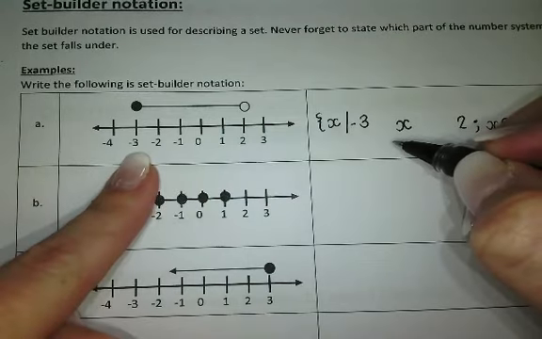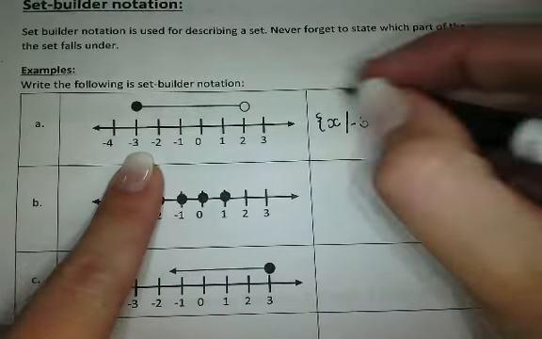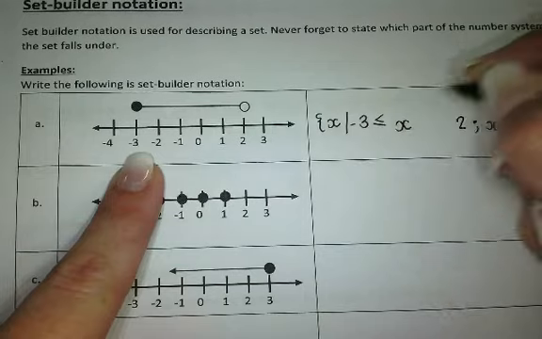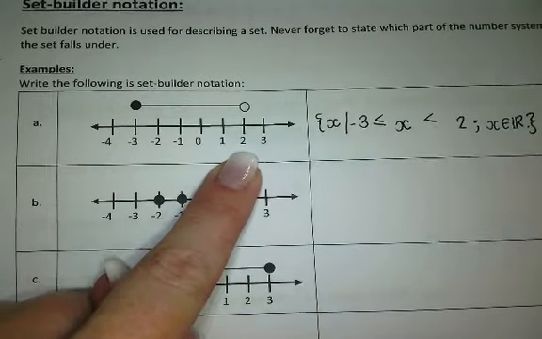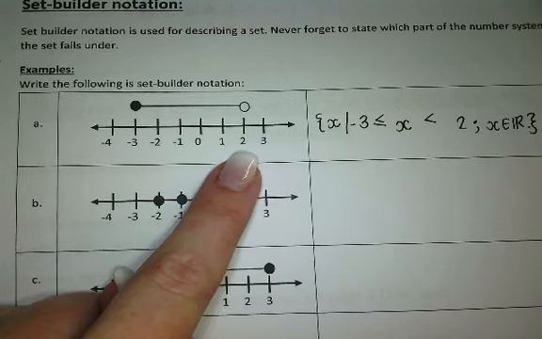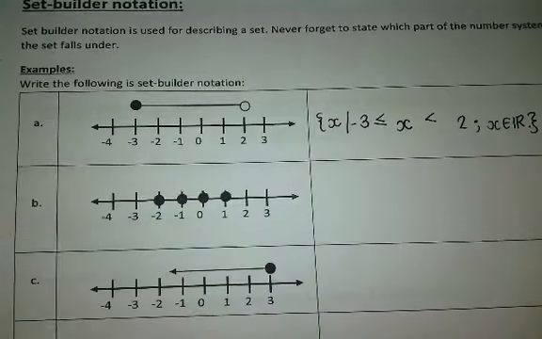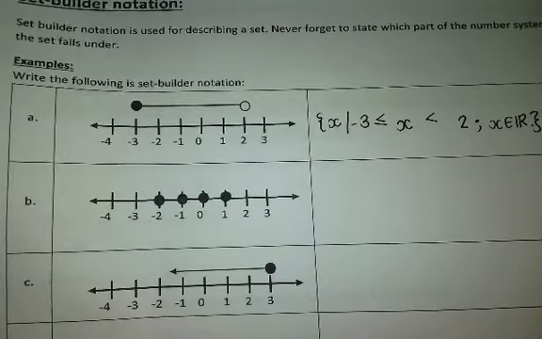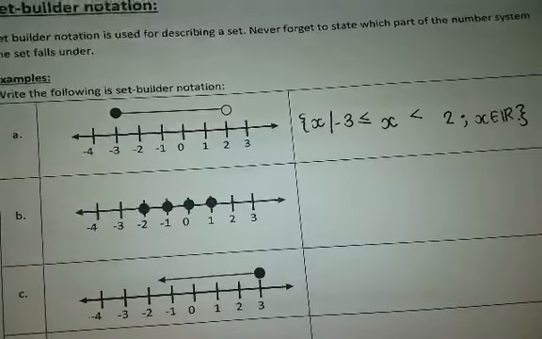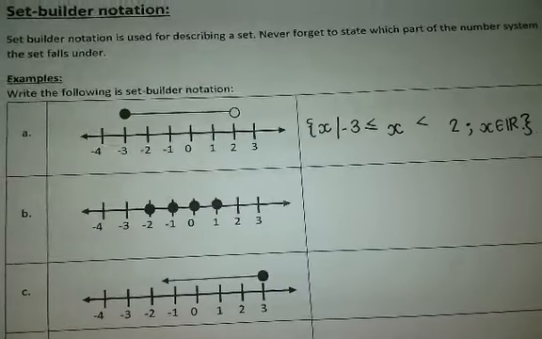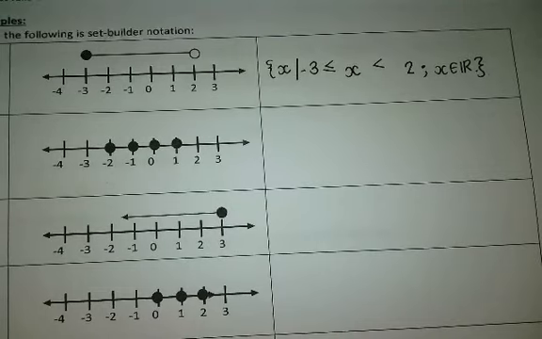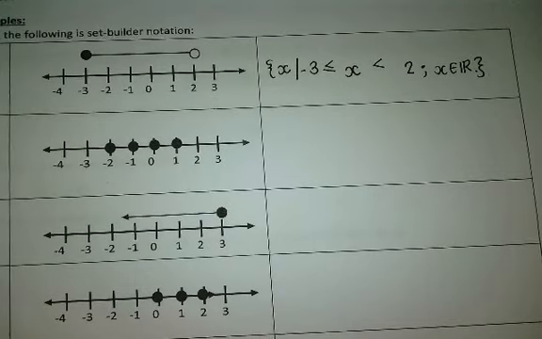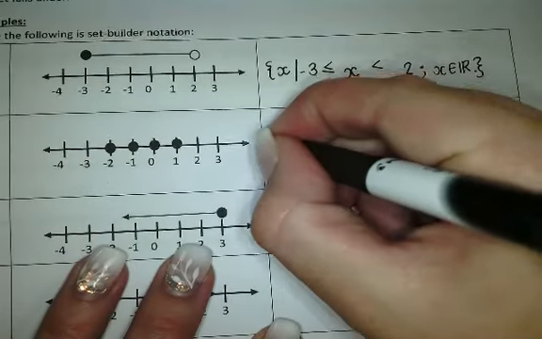What crocodile mouth do we have at negative 3, including or excluding? Including, because of our dot. And what crocodile mouth do we have at 2? Excluding, because it's an open dot. And that's it. Makes sense? Okay, can I do another one with you?